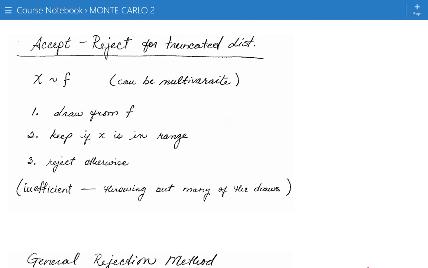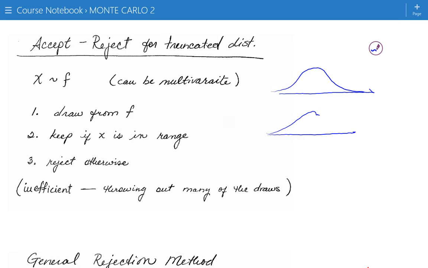Welcome to this session of the Monte Carlo lecture, in which we will talk about a few other methods of generating data from given distributions. To start, let's ask about generating data from truncated distributions. What we mean by that is, suppose that I have a distribution that I want to draw from, and what I really want is not the full distribution.